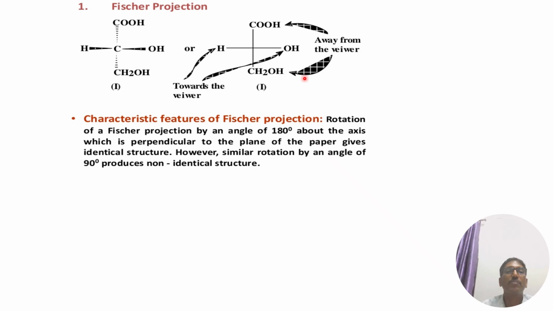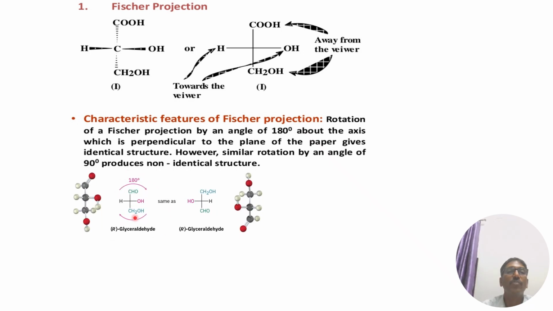The rotation of your Fischer projection by an angle of 180 degrees about the axis which is perpendicular to the plane of the paper gives an identical structure. However, a similar rotation by an angle of 90 degrees produces a non-identical structure, that's the enantiomer. Let's see how it works, where you can see a simple example, glyceraldehyde, with horizontal hydrogen and OH, whereas vertical lines are aldehyde and CH2OH.